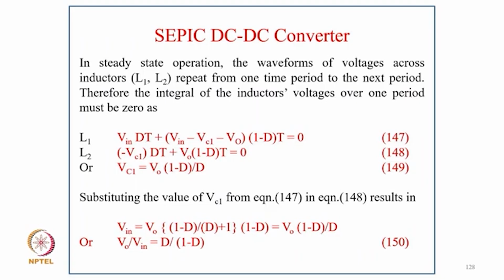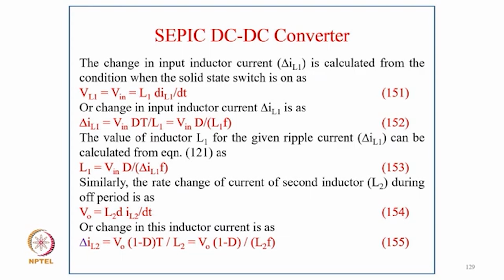Substituting the value of VC1 in the other equation, we get Vin upon Vout equal to (1 minus D) upon D plus 1, or VO times (1 minus D) upon D, and from which we get VO upon Vin equal to D upon (1 minus D), demonstrating that it is also a buck-boost converter.